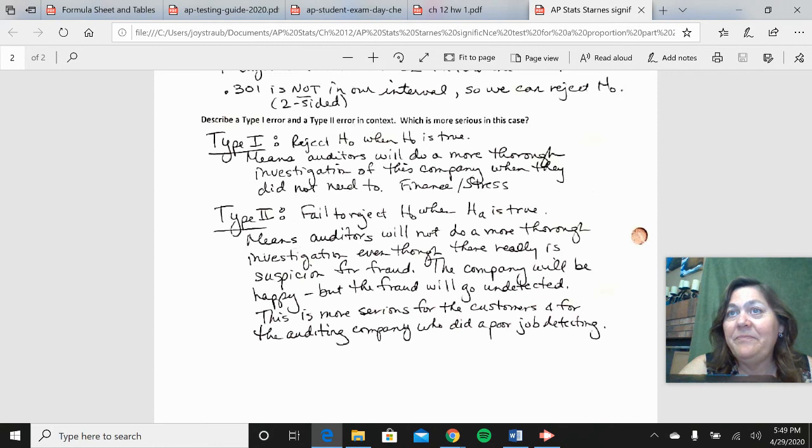So, it depends on what you want to say, but I didn't ask you who to say it was more serious for. So in my mind, this is more serious for customers and for the auditing company who did a poor job of auditing. So the customers are going to continue to be defrauded, and the auditing company's reputation is bad. Now, for the company itself, they're happy, right?